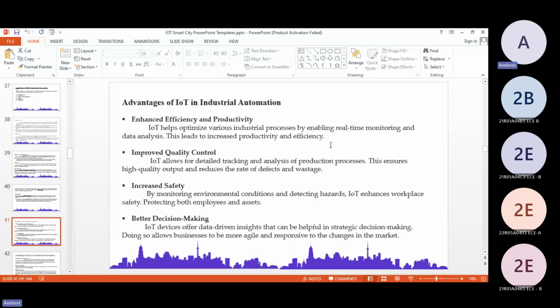So by monitoring environmental conditions, they will detect hazards, and with IoT, an enhanced workplace safety, which protects both employees and assets. Okay. So this increase of safety would be by monitoring environmental conditions through the surroundings. So they're going to detect the hazards, whatever they have. And with these IoT applications, they're going to feel safe, protecting both employees and assets. Okay, and the last thing was better decision making.